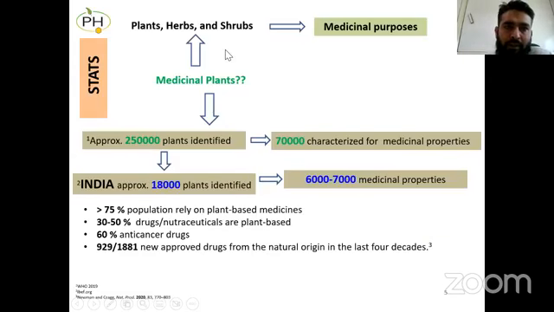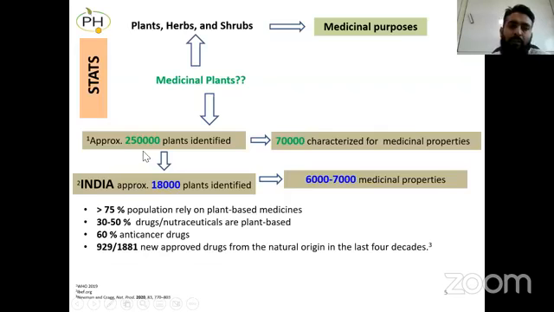So what are medicinal plants? Medicinal plants are plants, herbs, shrubs, climbers which can be taken for medicinal purposes. It has been estimated that more than 250,000 plants have been identified throughout the world, and out of these 250,000, only 70,000 have been characterized for medicinal purposes. So one can say there is so much scope in the upcoming future, so we can understand the topic and its basics, and further explore it, do research, and find new drugs for various diseases.